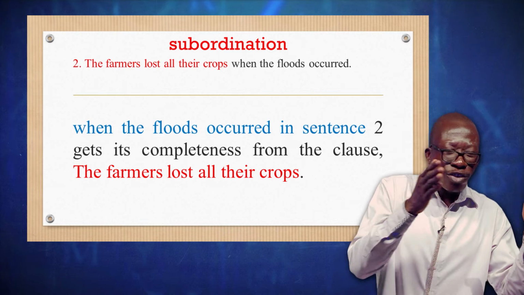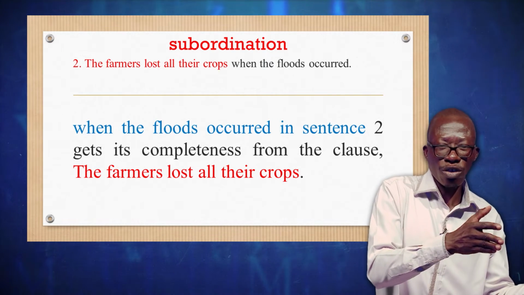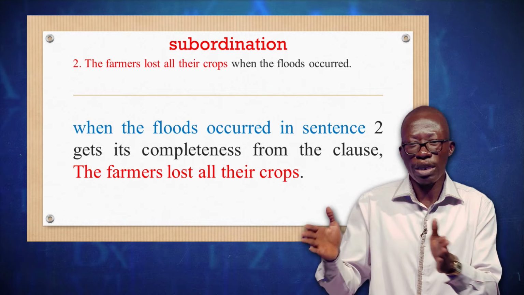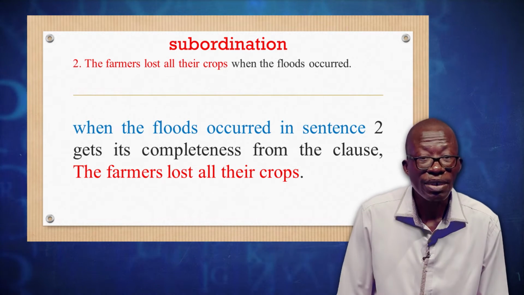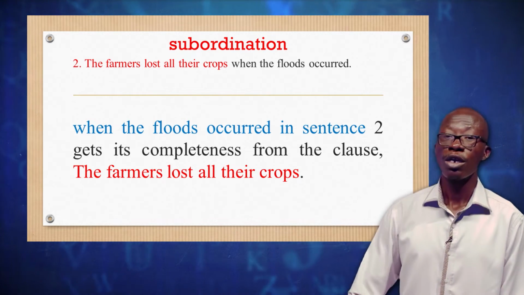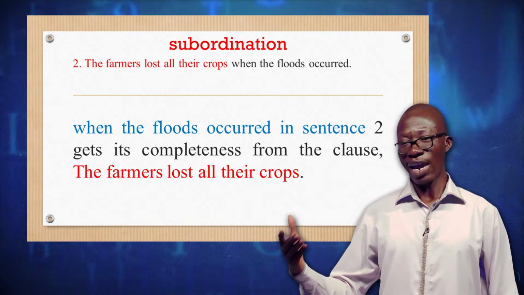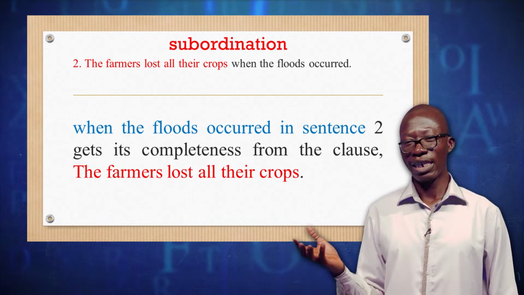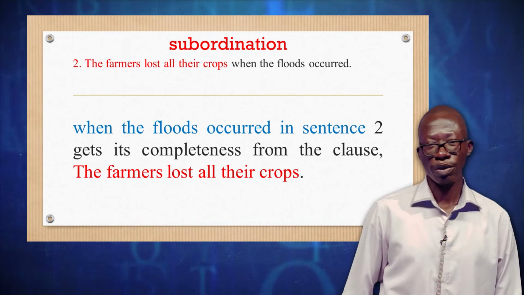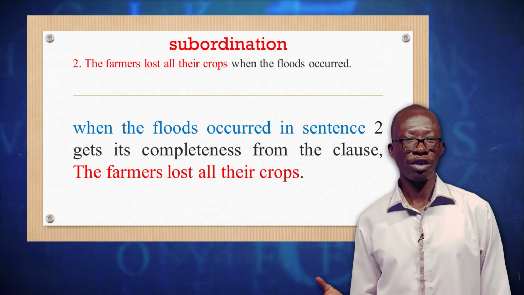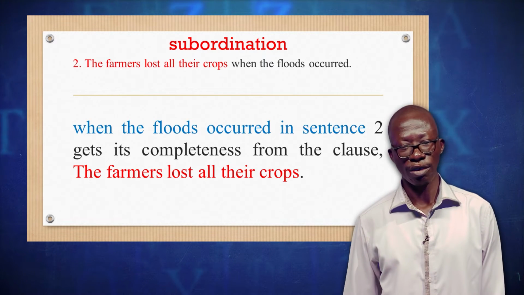But linking it to the first part of that sentence, the first clause of that sentence, the farmers lost all their crops, you see that it makes sense. At what particular time did the farmers lose their crops? When the floods occurred. So when the floods occurred is subordinate to the farmers lost all their crops. While construction was ongoing is subordinate to the clause the building collapsed.